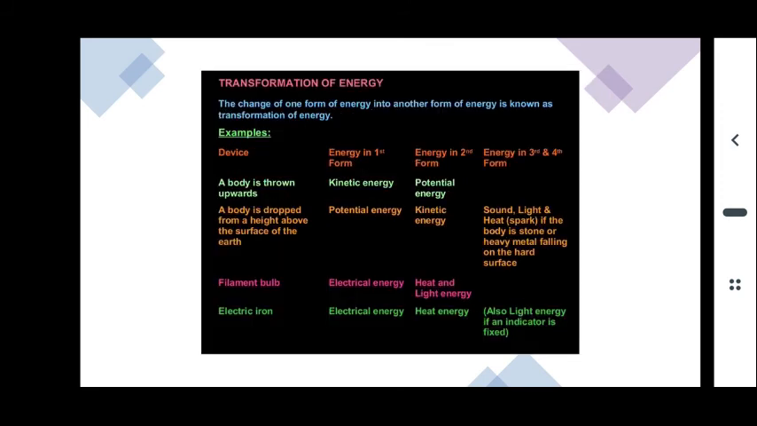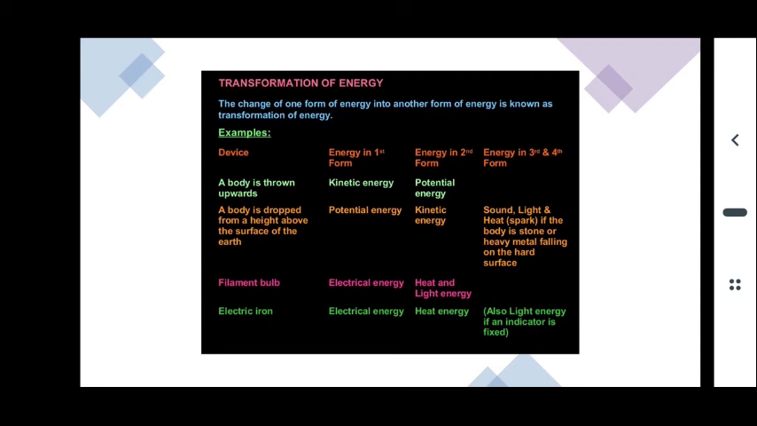Transformation of energy. As we have discussed, there are different forms of energy: kinetic energy, mechanical energy, nuclear energy, thermal energy, solar energy, and many other forms. So we can convert one form of energy into another form of energy in different devices. I'll just go for 2 or 3. When you go for a filament bulb, here the electrical energy will be converted into light and heat energy. Similarly, in an electric iron box, the electrical energy will be converted into heat energy.